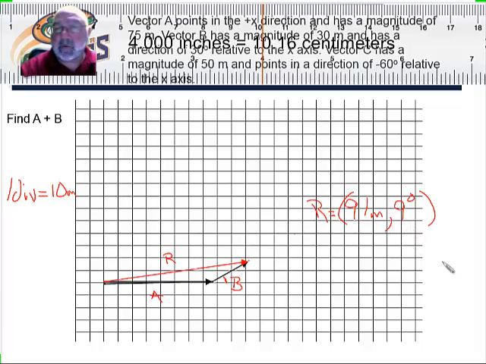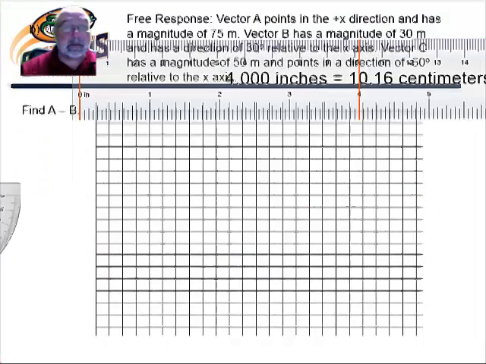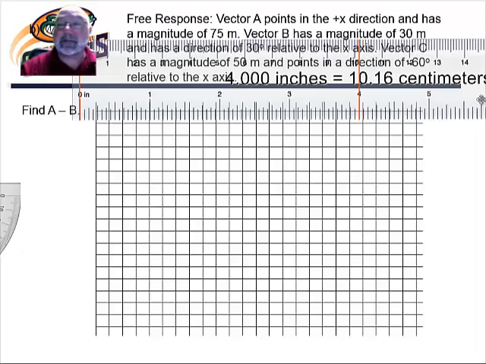Okay, quite a few steps. It's not the most accurate. You have to be very careful with how you measure things, and that greatly influences your final results. Here's your free response question.